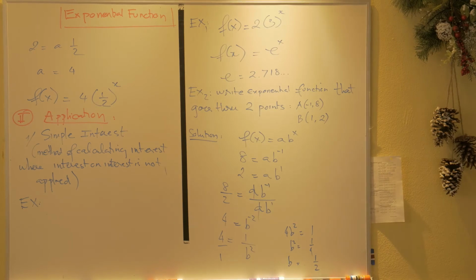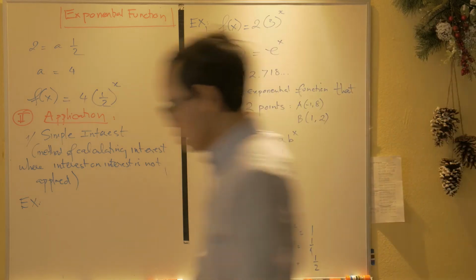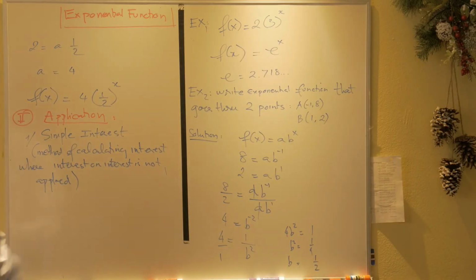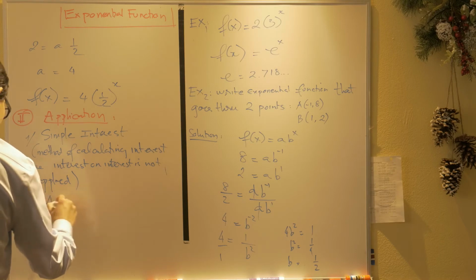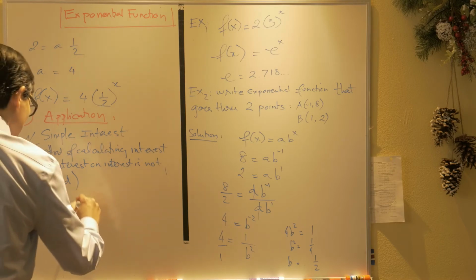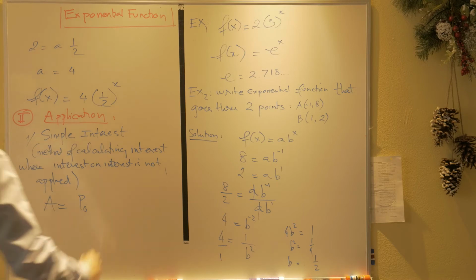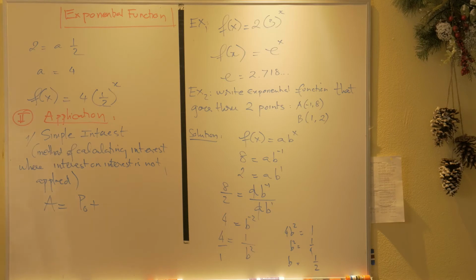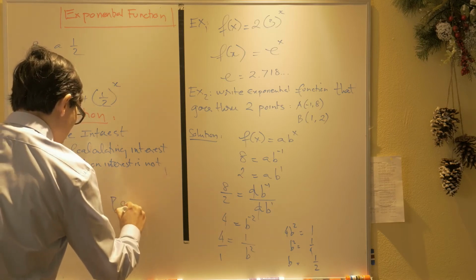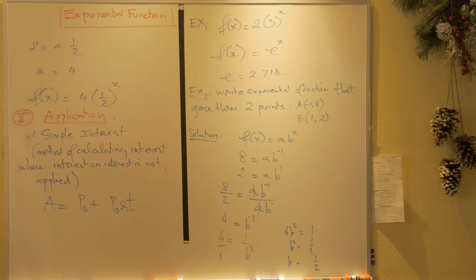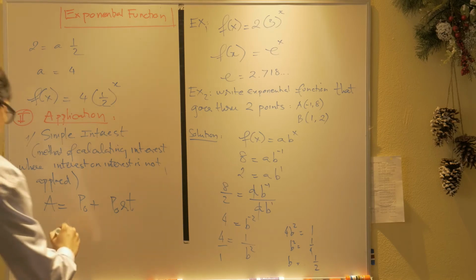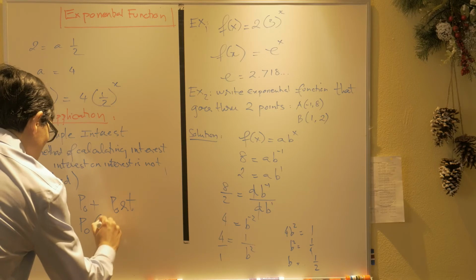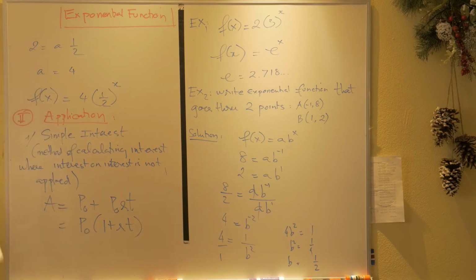Before I give you the example, I need to give you the formula first. The formula to calculate the simple interest is A equal to P naught plus P naught R times T. P naught is the initial amount you put in. So this can be written as P naught times 1 plus RT.